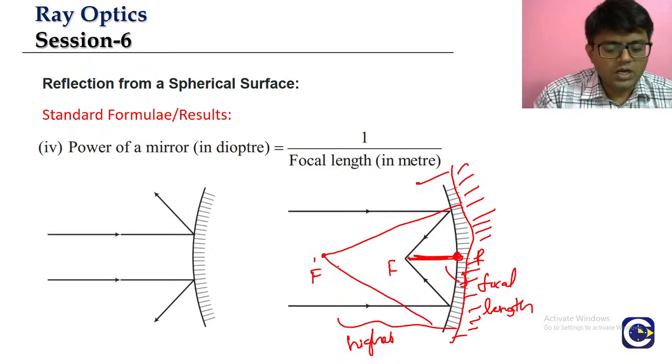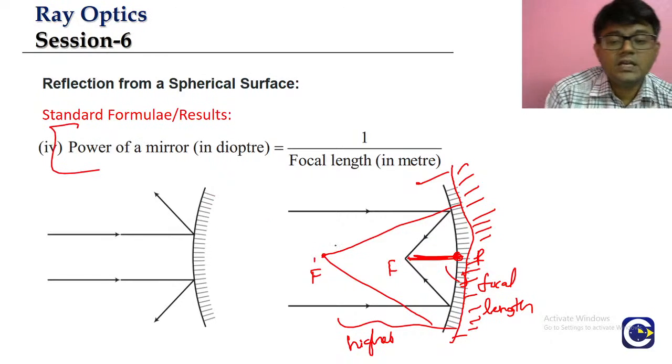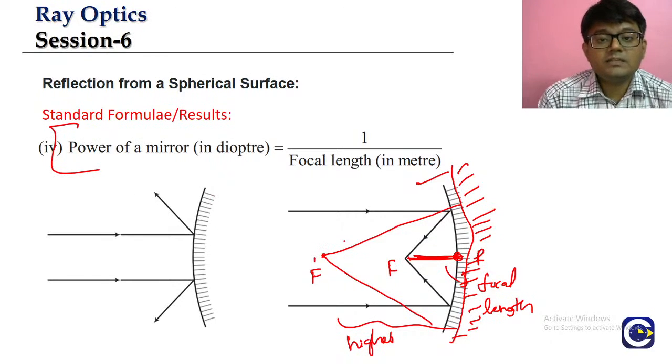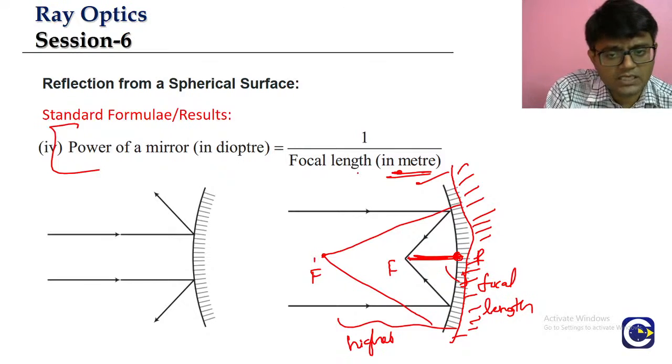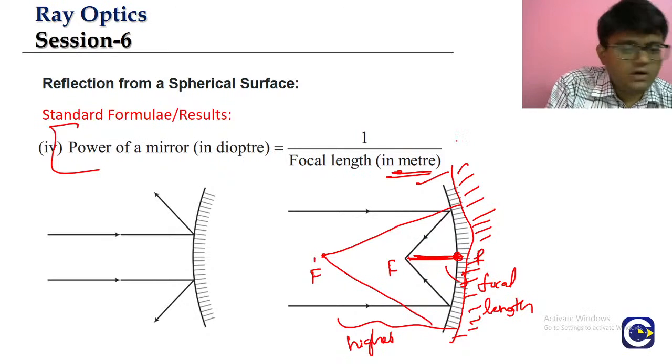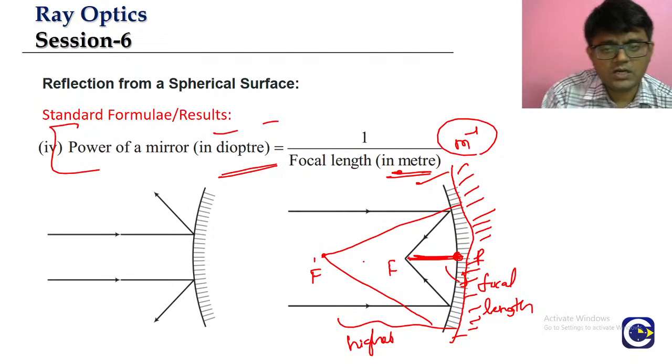Okay, so up to which point the rays are getting converged. If it is able to converge to a point closer to the mirror, its converging power is actually high. So how do we measure the power of the mirror? It will be simply measured as the reciprocal of the focal length. And in terms of the unit, if you take the focal length in meter, obviously the power should be coming in terms of meter inverse.